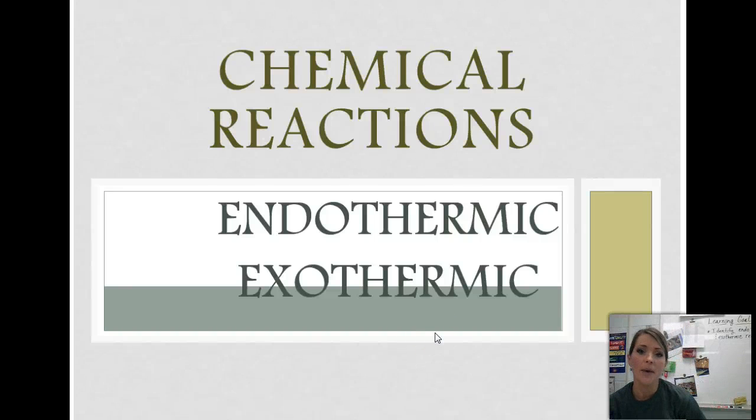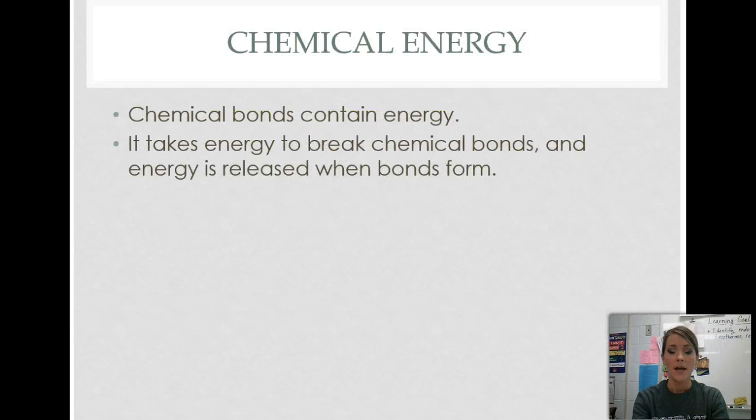All right, today we're going to talk about chemical reactions, and we're going to cover two types of chemical reactions, exothermic and endothermic. And before we get started talking about those two types, we're talking about chemical energy, because both of those reactions involve either giving off energy or absorbing energy. And all molecules have chemical energy. They have chemical energy that's stored in the bonds of the atoms.